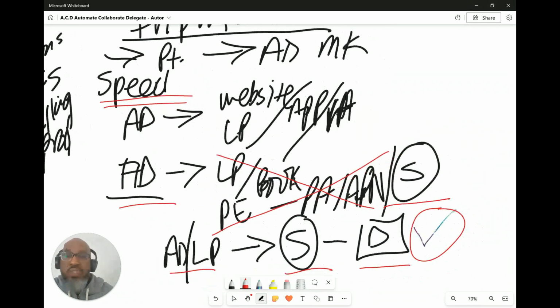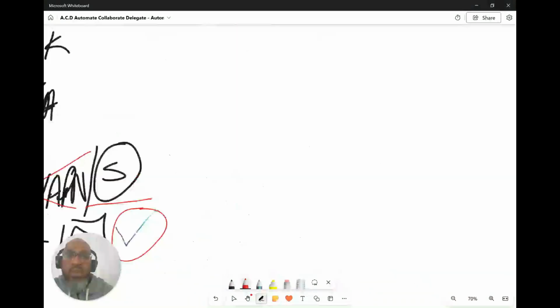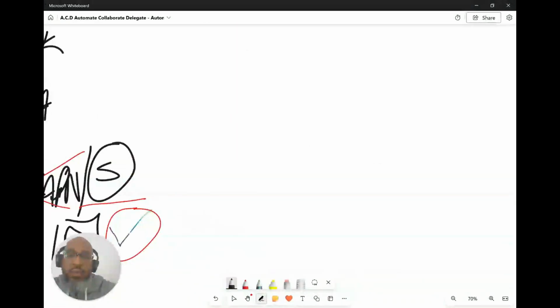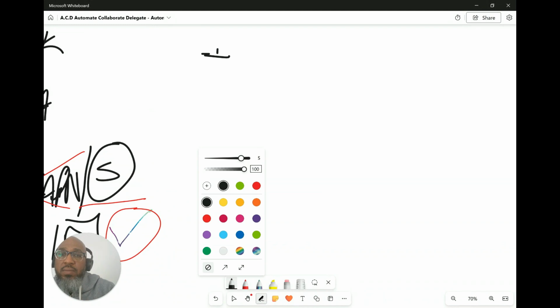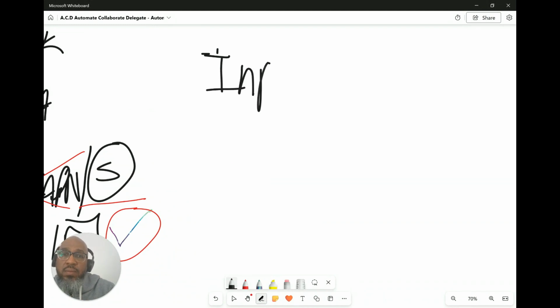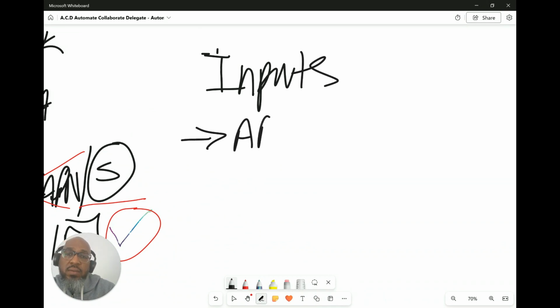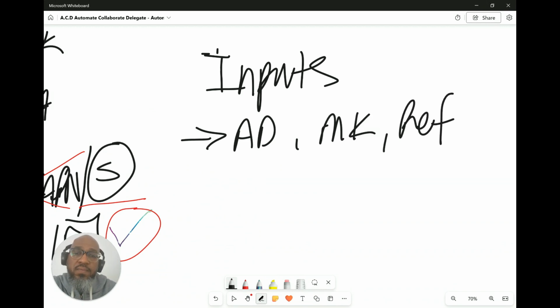Now, these are the inputs into our practice. I'm going to go over this again because we might have rushed through that, but let's talk about the inputs. So our inputs are pretty clear. They're advertising, marketing, and referrals, largely. Okay? And so that all generates patient volume.